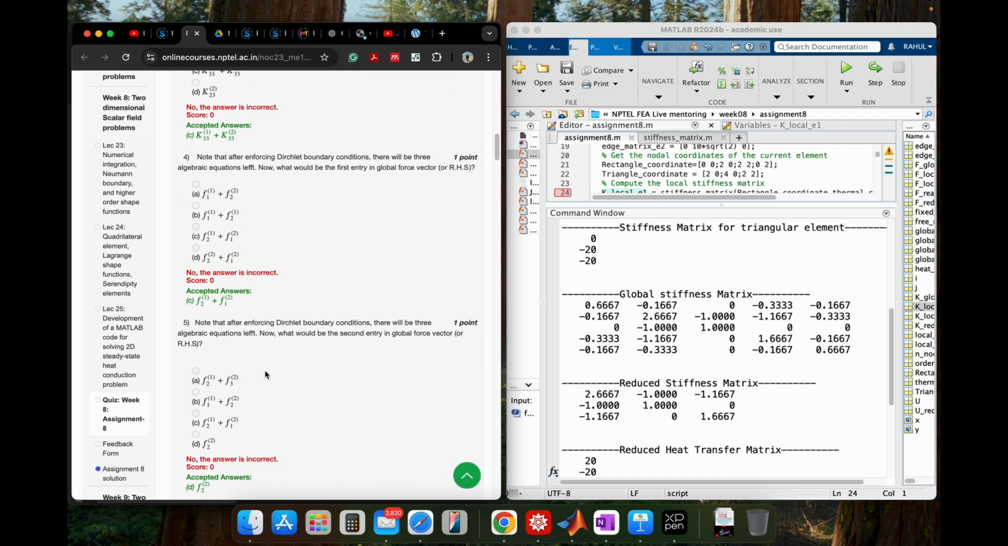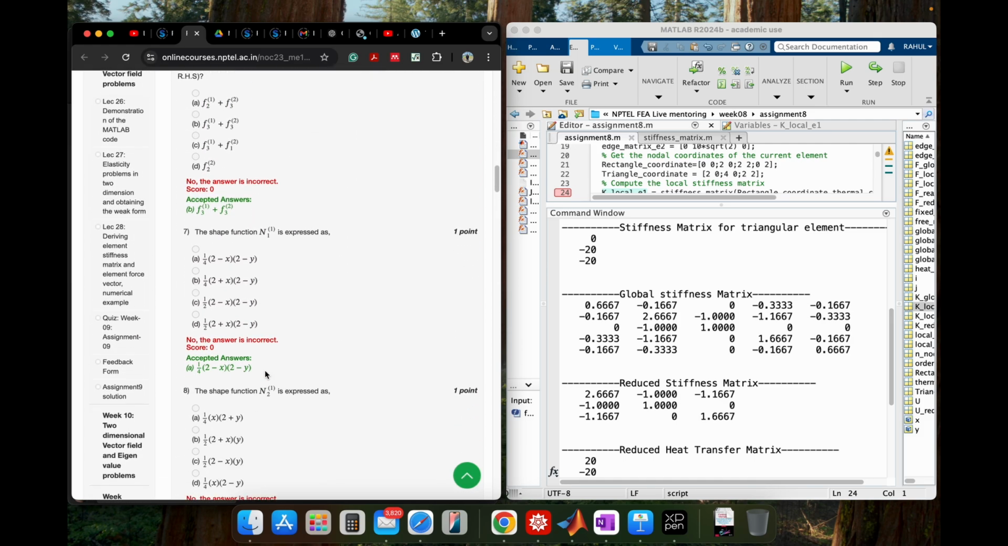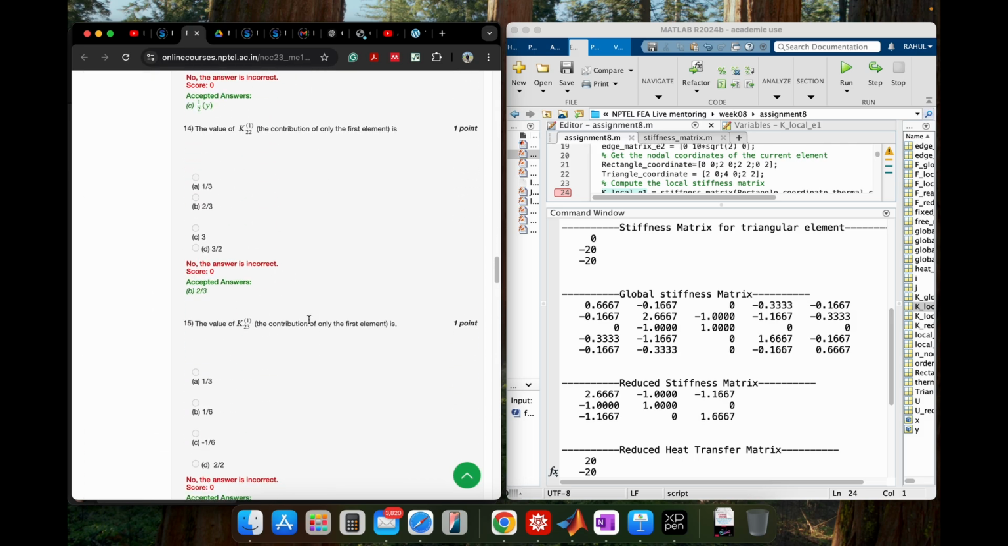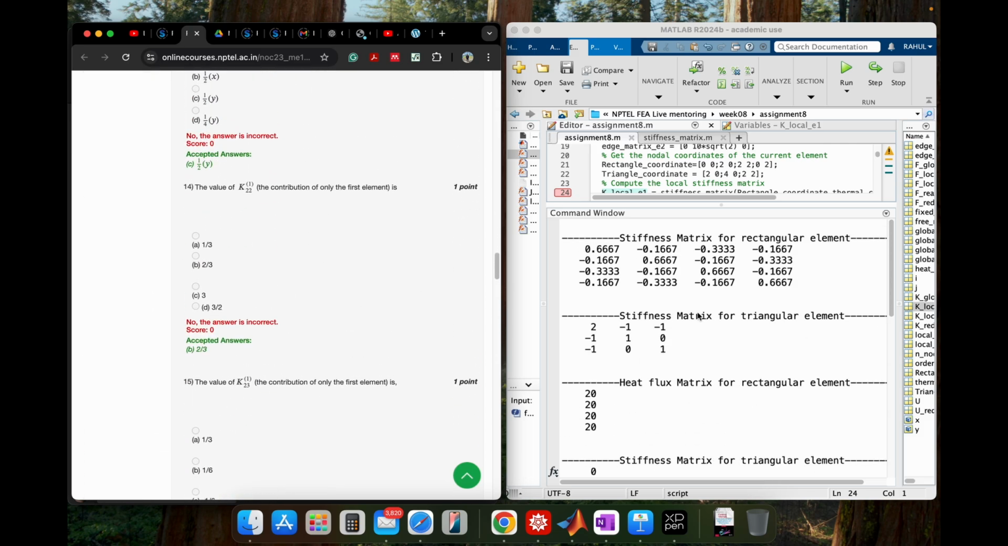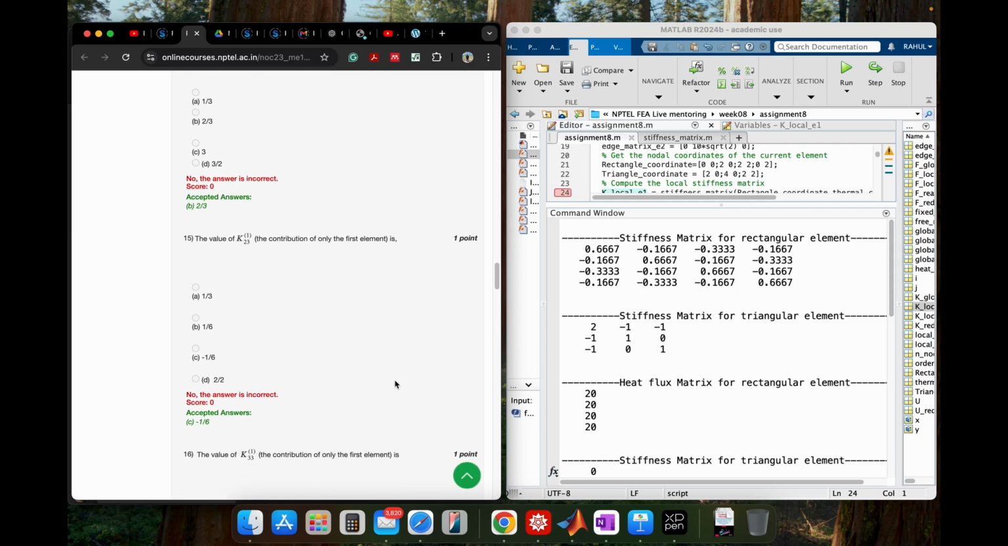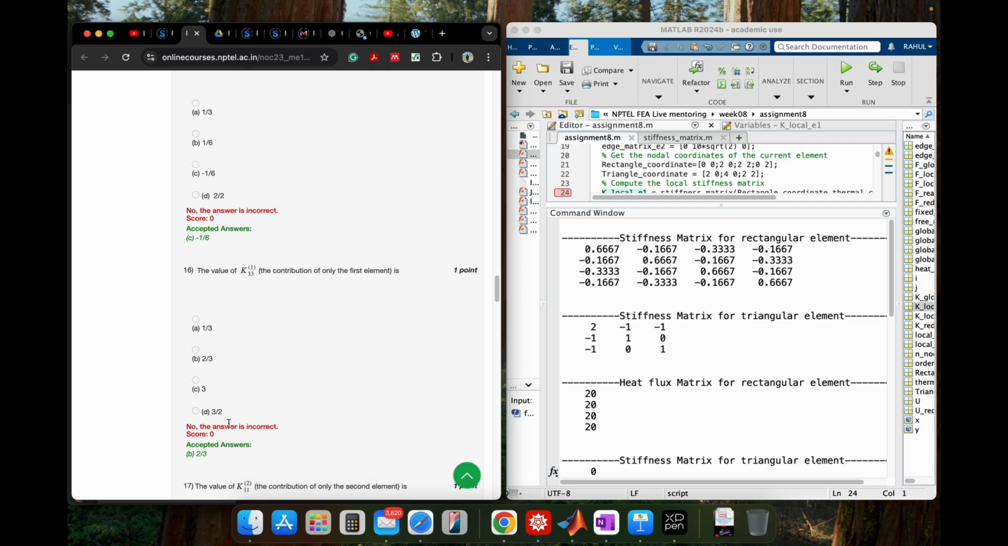And let's see, you can do it. What are N1 and N2? It's all been solved. Let's go to element 1, stiffness matrix 1. For element 1, what will be K22? So 0.666, that is 2 by 3. What will be K23? Minus 0.166, that is minus 1 by 6. What will be K33 of element 1? It will be 0.666, that is 2 by 3.